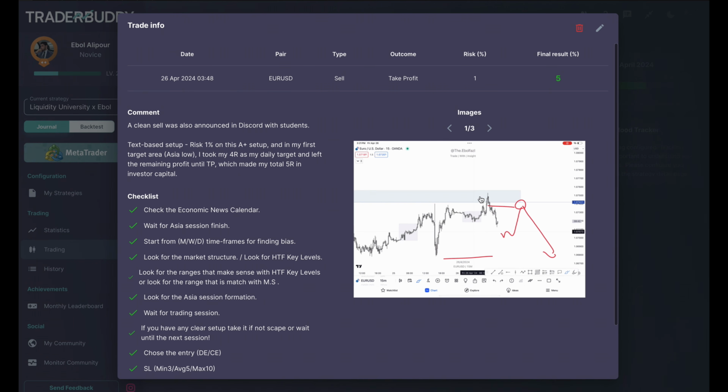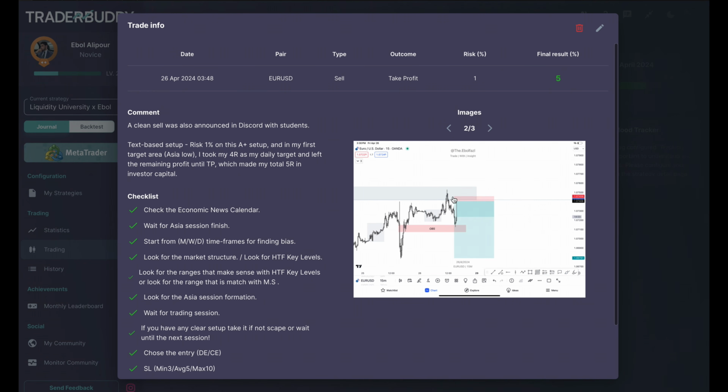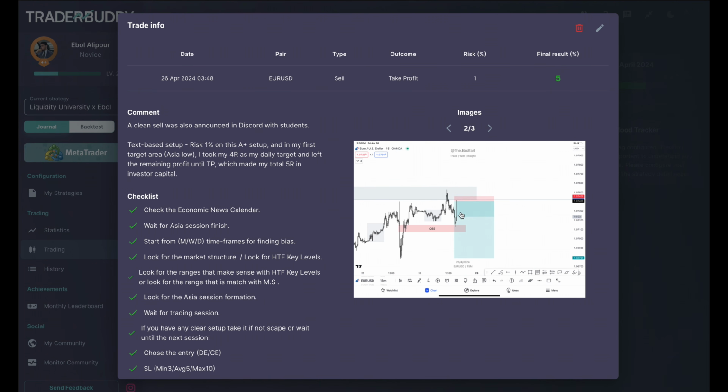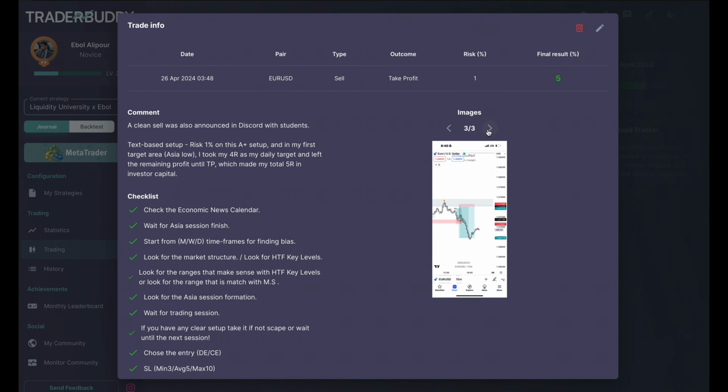I was waiting for price to tap and give me the confirmation entry. As you can see, this is the before and this is the after that price tapped in, and at the news time it just grabbed the liquidity here, the equal high, and started to reverse. I'm going to discuss it, and a beautiful 5R.